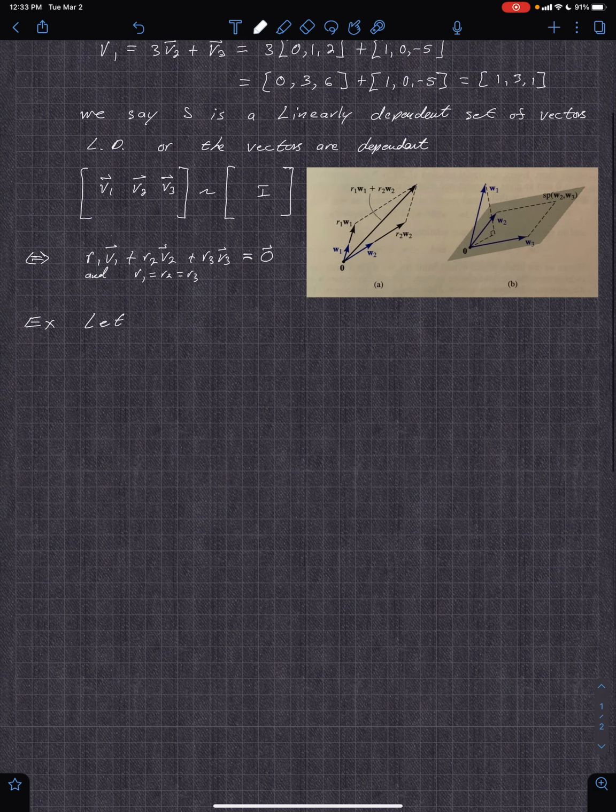So like I was saying here, you won't have to guess this sort of thing. We have this process to check it. So that's what I want to do next.